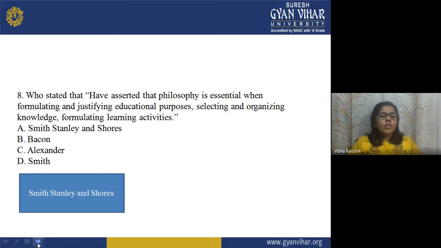Now, was this definition given by option A, Smith, Stanley, and Shaw, B, Bacon, C, Alexander, or D, Smith? So you have to select the correct answer from the given choices, and the correct answer is option A, that is Smith, Stanley, and Shaw.